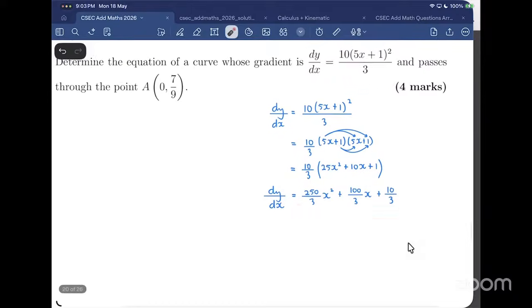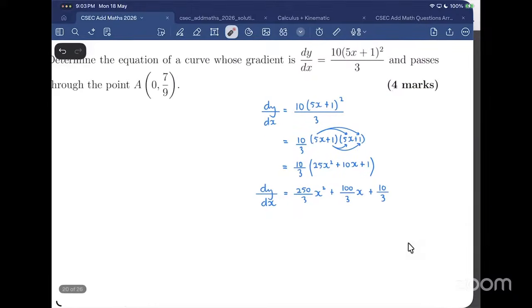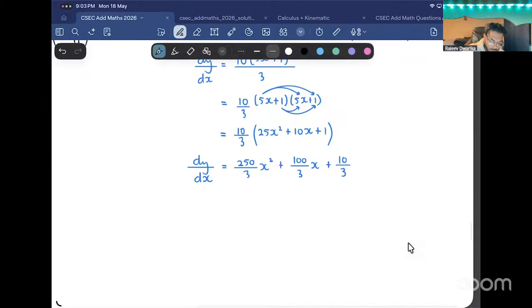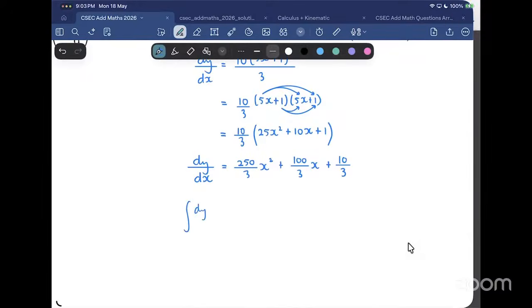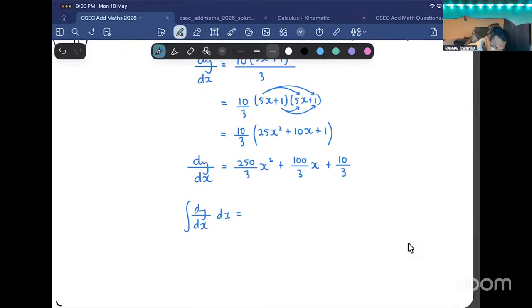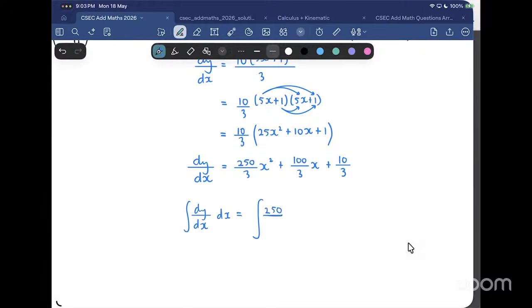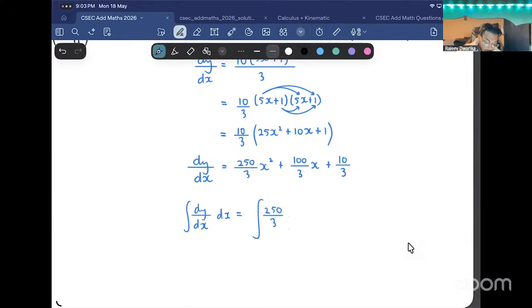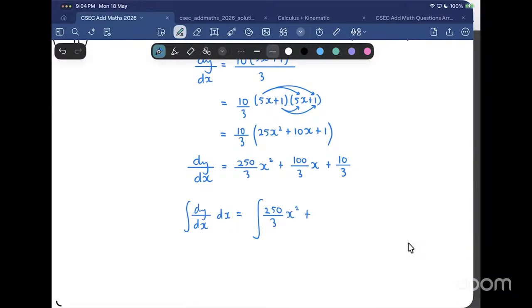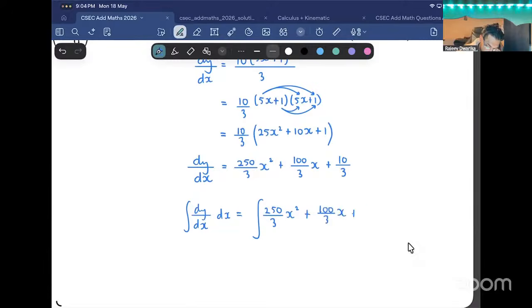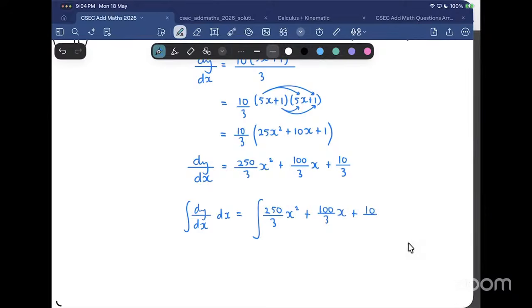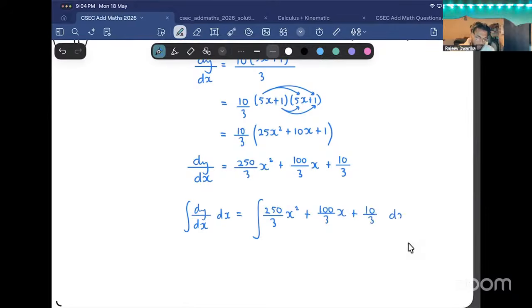Same thing. So now if I want to get back the original equation, which is y, I have to integrate this. So I'd integrate dy dx with respect to x. If you wanted, you could have pulled out the 10 over 3 and put it outside the integral too. But I prefer to do this. Is this faster? I wouldn't say so. I just feel like it's the easiest thing. Integrating this with respect to the variable x.